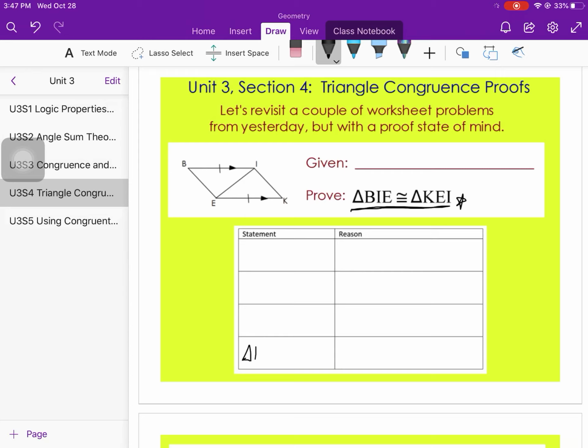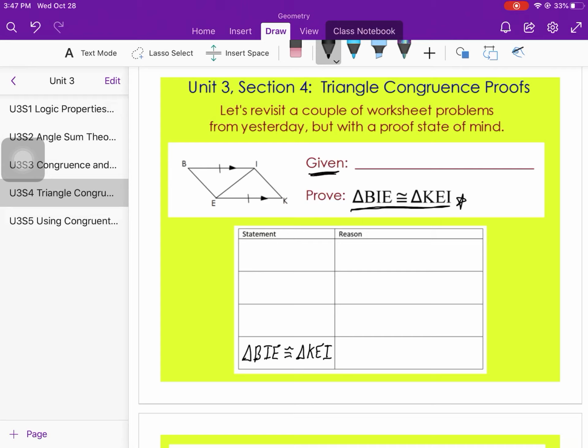So I actually know where this part here is going to go. It's going to go right here. I can just copy this. If that's the first thing you want to do, that is totally fine. But it's always going to be the last part of our proof. It's going to be on the last line. Okay, so we are trying to prove that these two triangles are congruent. Triangle BIE is congruent with triangle KEI.